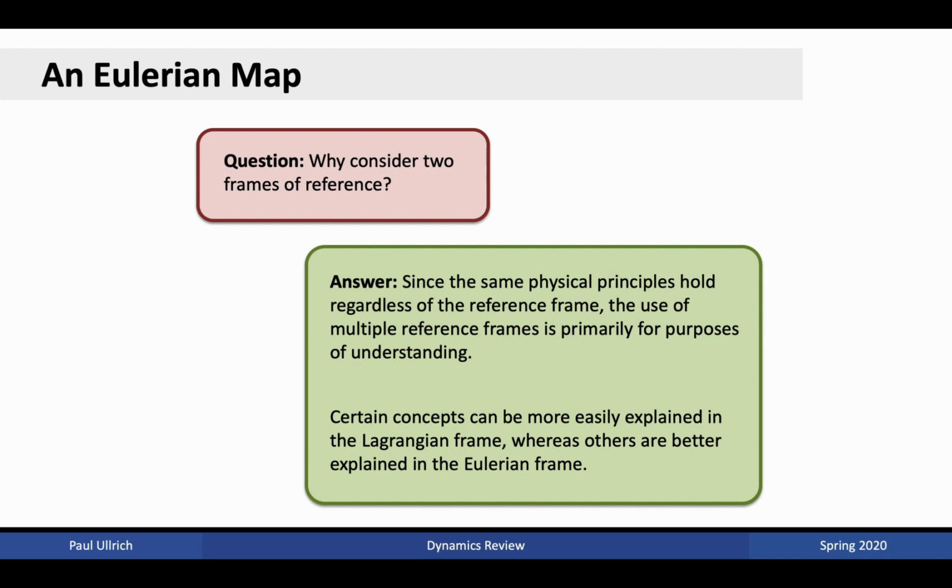That is, certain concepts can be more easily explained in the Lagrangian frame, hence why we've spent quite a bit of time investigating individual fluid parcels and investigating how they behave in response to external forces. Whereas other quantities, such as the warmest day of the year map that I showed previously, can provide more context and information on a grid.